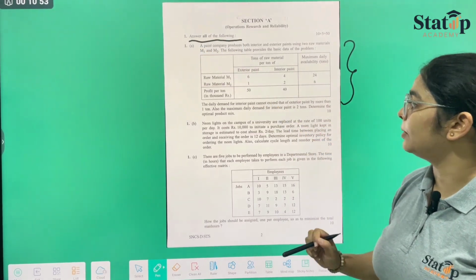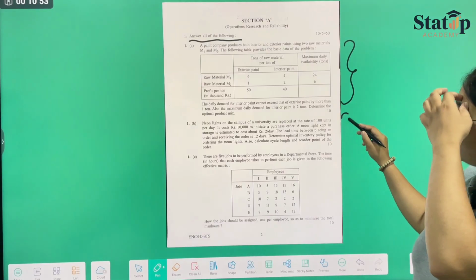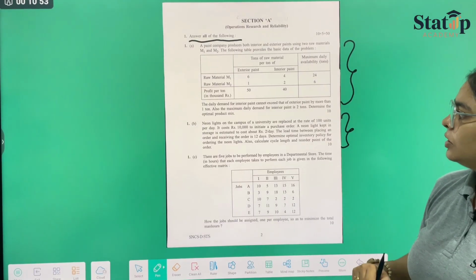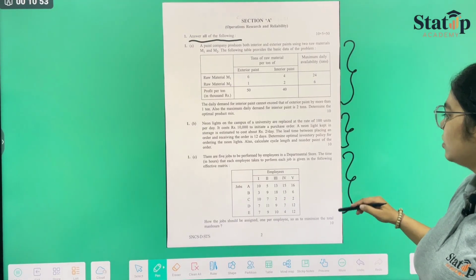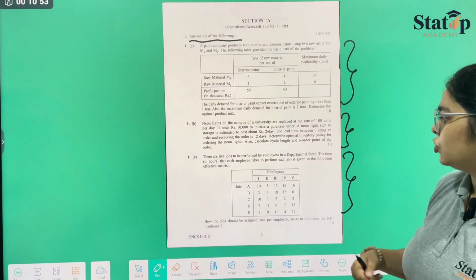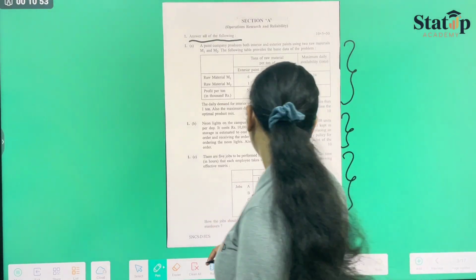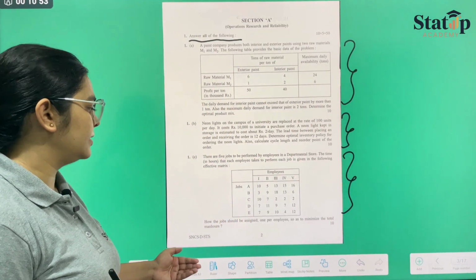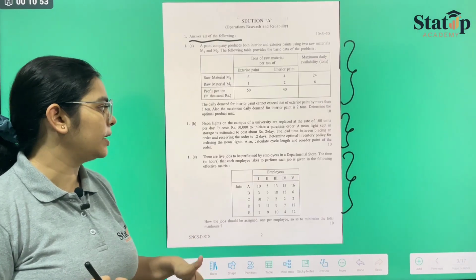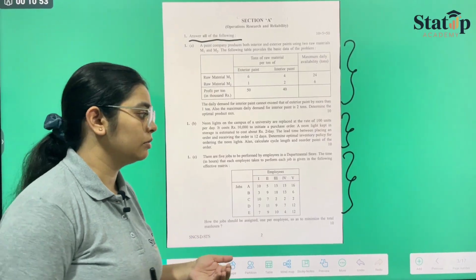They have attempted that. B is your reliability question. C is your question of assignment of jobs, to minimize the total man hours. This also you must have done in your preparation.